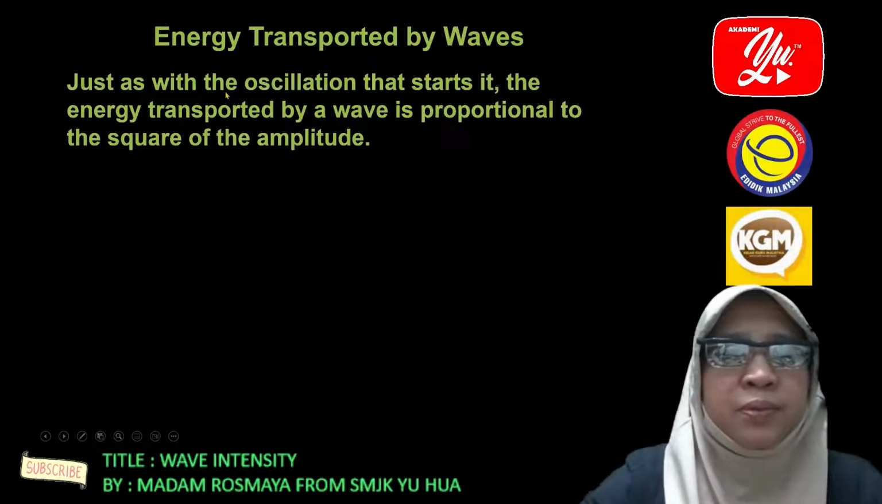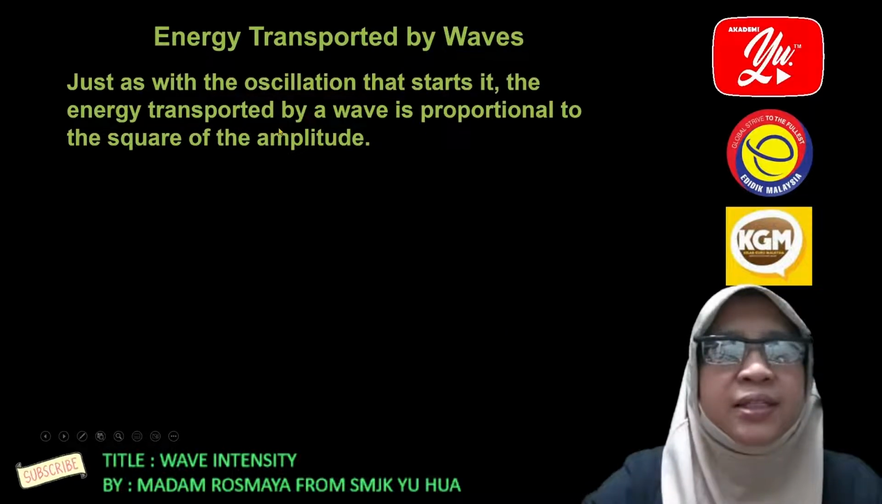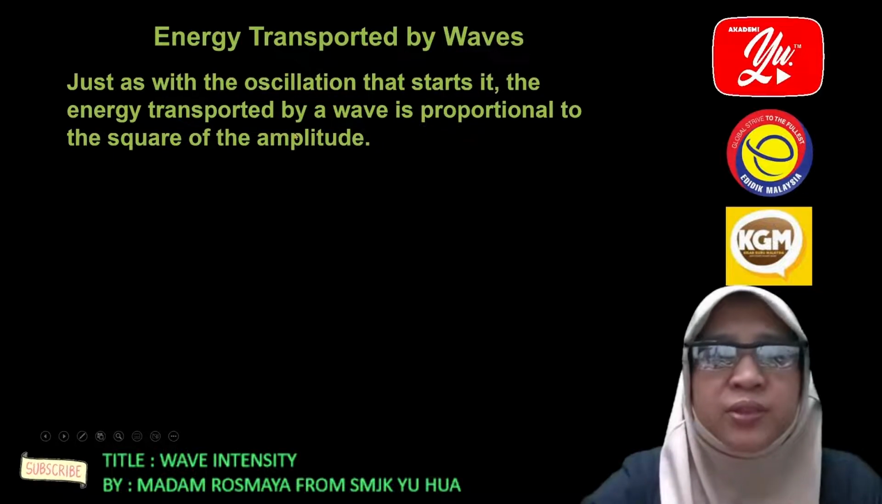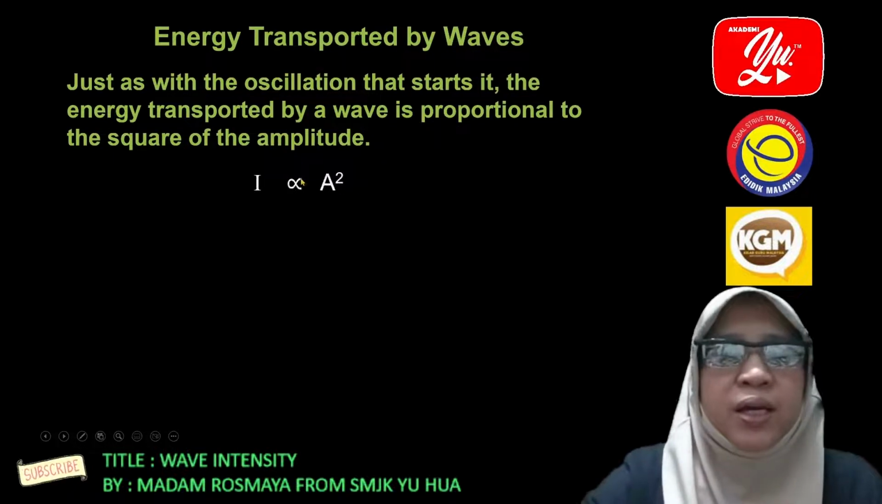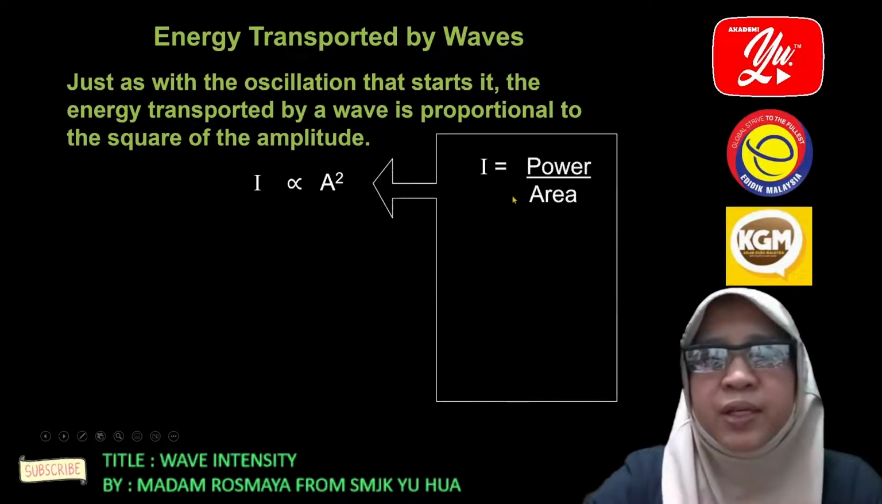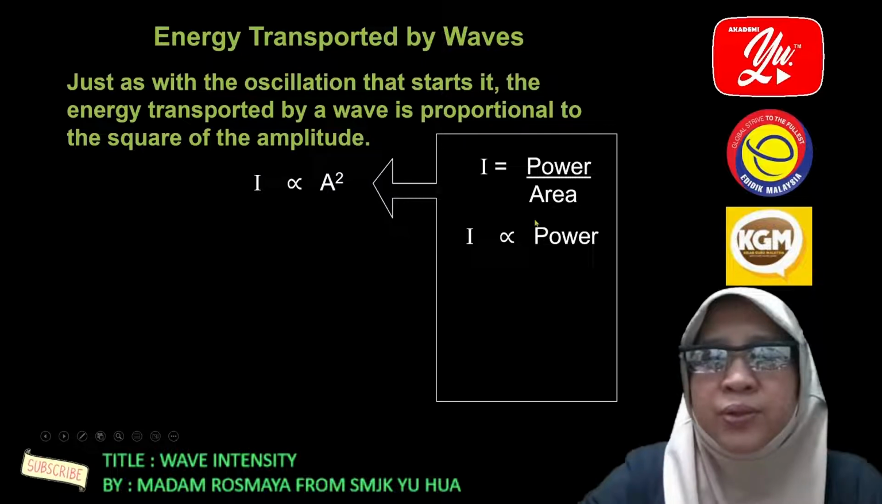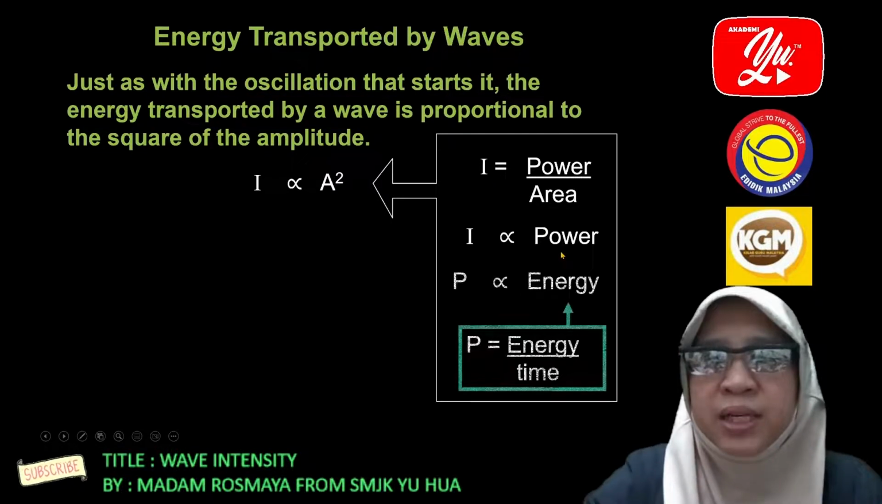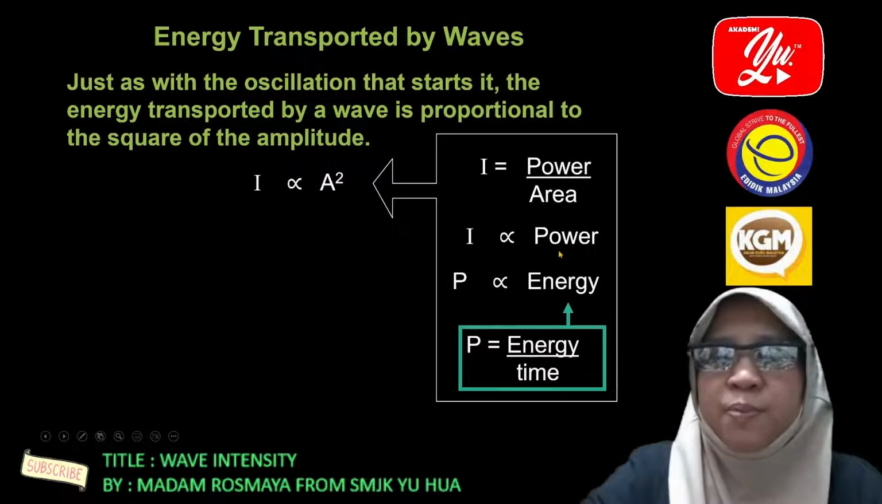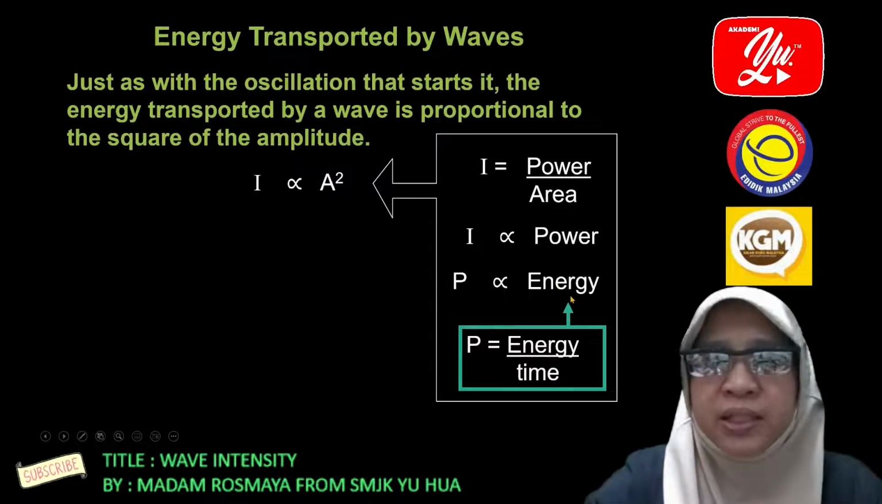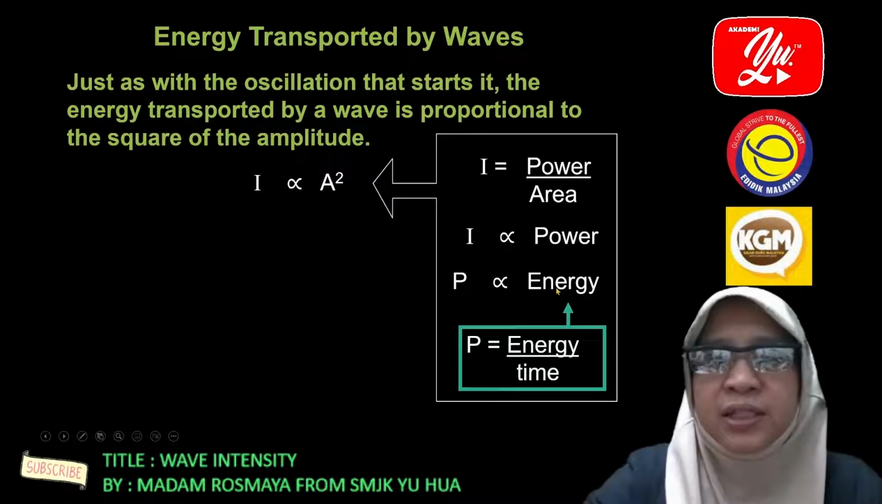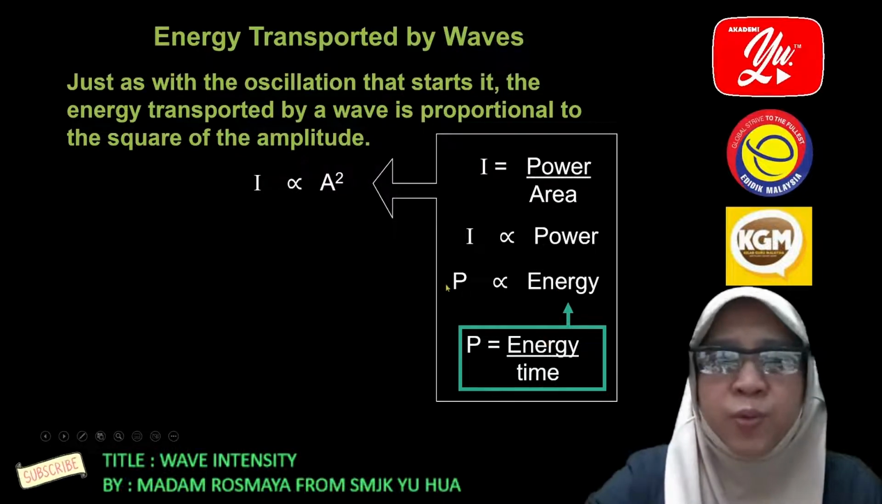Just as with oscillation, the energy transported by a wave is proportional to the square of the amplitude. In mathematical form, we write intensity is directly proportional to the amplitude squared. This comes from intensity equals power per area, so I is directly proportional to power. From the previous lesson, power is directly proportional to energy. Therefore, energy is directly proportional to the amplitude squared.